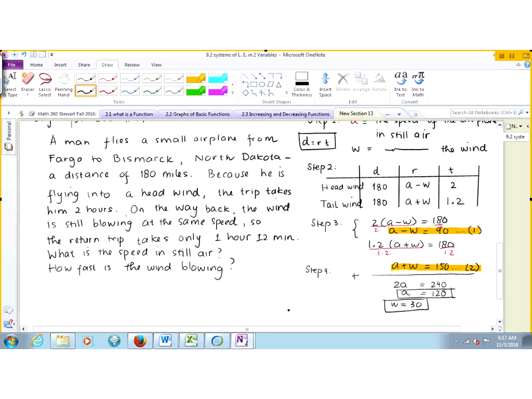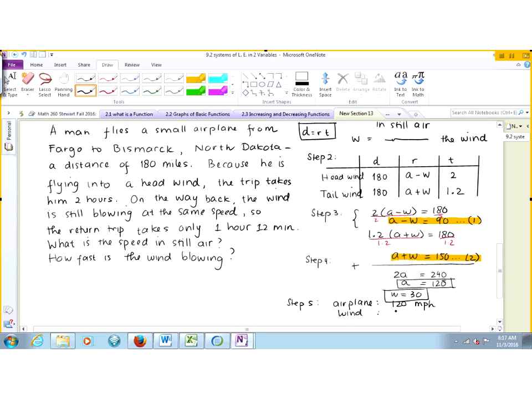All right. Good. So what is your conclusion on your step 5? The airplane, what is the unit? 120 miles per hour, right? What about the wind? 30 miles per hour. So the airplane is not too fast, right? Usually, what is the speed of an airplane?